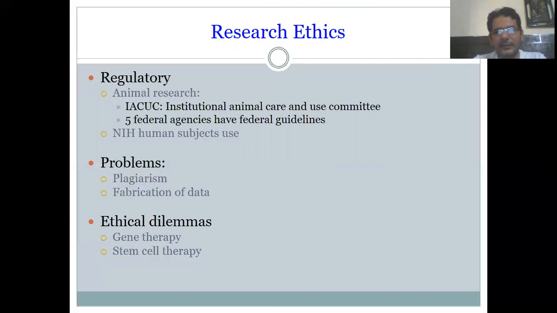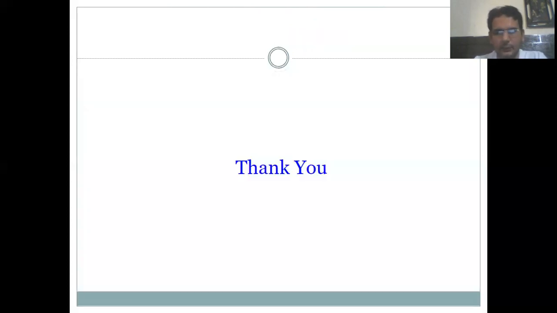And then there is an ethical dilemma about gene therapy and stem cell therapy. There are a lot of discussions about whether we should do manipulation in the brain or not, especially if we talk about humans. If we introduce some changes in the human brain, that can have a long-lasting implication. So there is a lot of discussion, and all the stakeholders should be involved to resolve these issues.